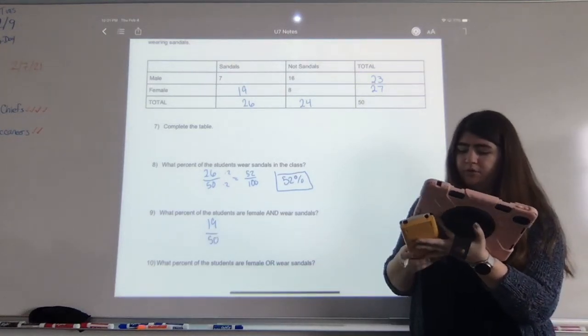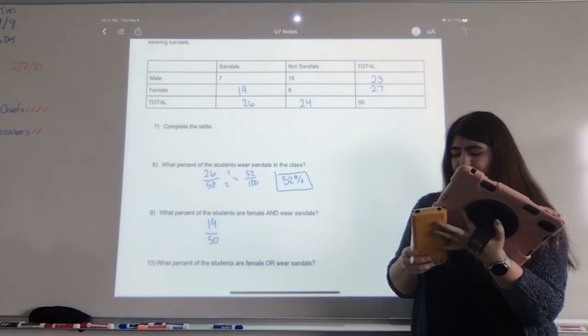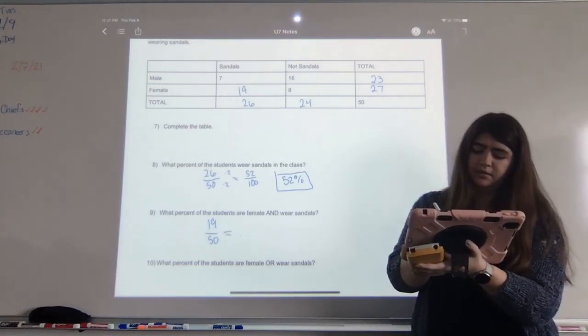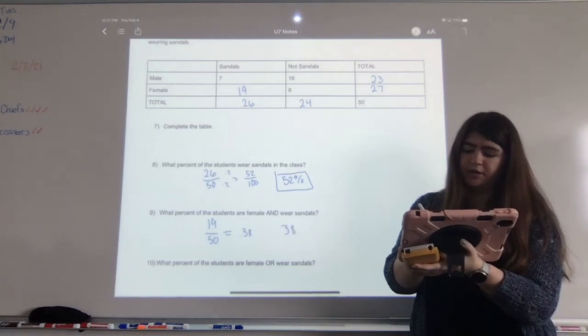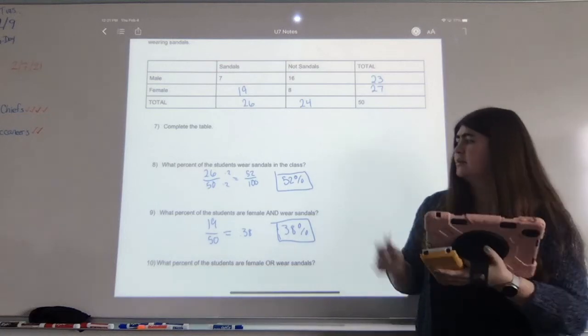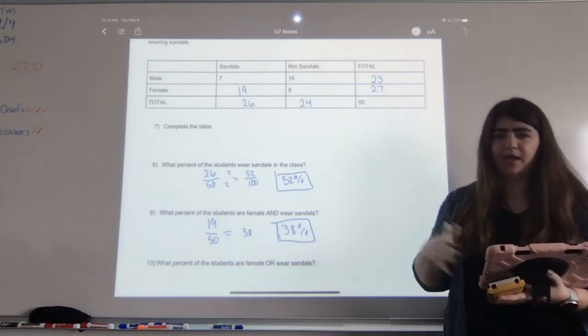And we'll do division on this one. 19 divided by 50 is 0.38. So that means that we have 38% of the students in this class that wear sandals and are female.